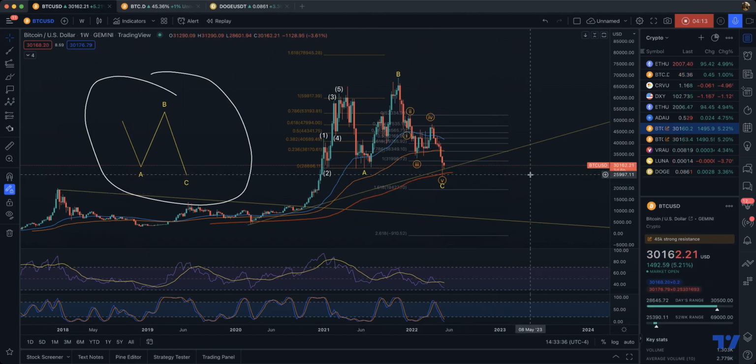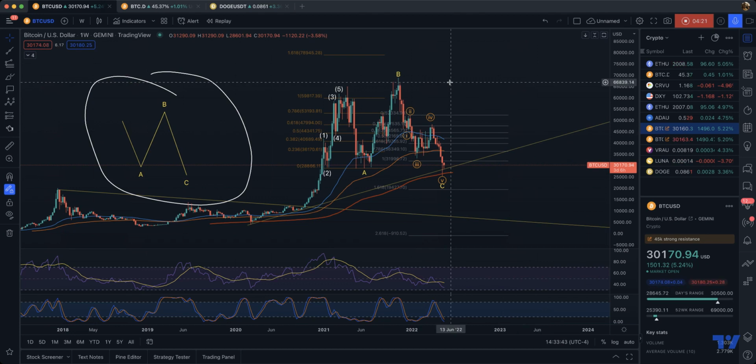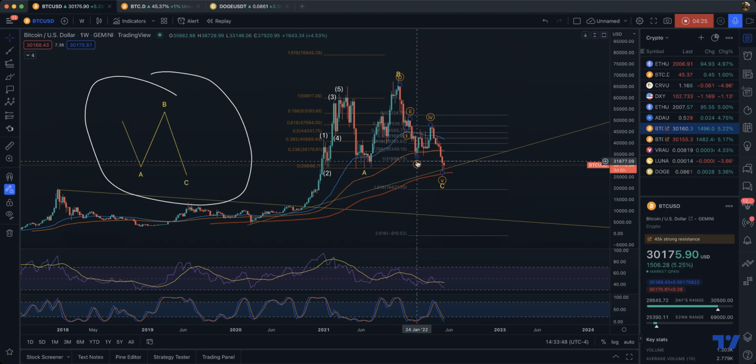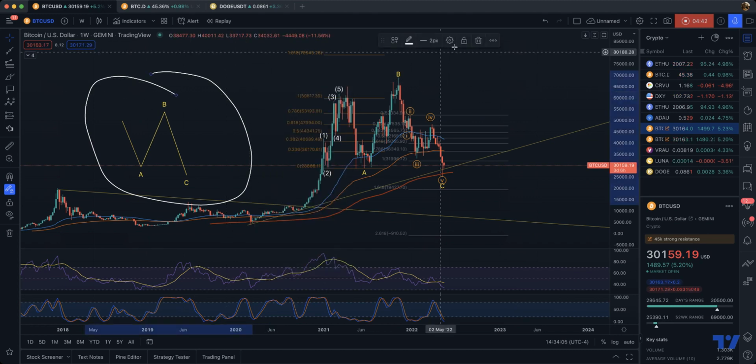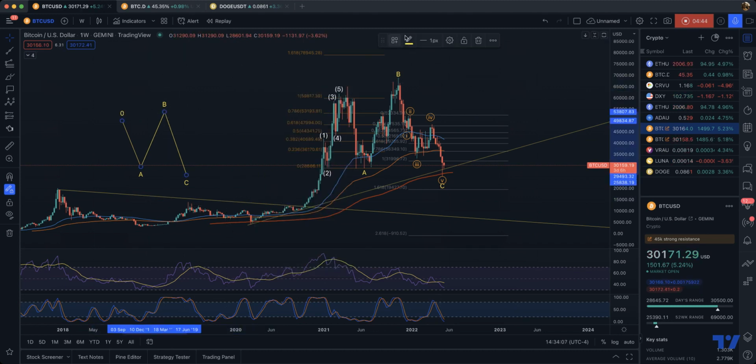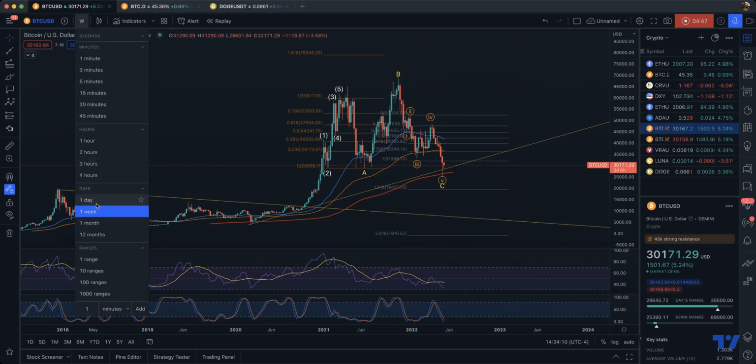And it's an ugly setup, but it's a correction. So that's also why I'm thinking it's this, because if it wasn't an ugly 5 down, it would look impulsive. But since it's an ugly 5 down, I think it's corrective. And the reason why I'm saying that is because if you go in, you can subdivide it on the daily pretty nicely.